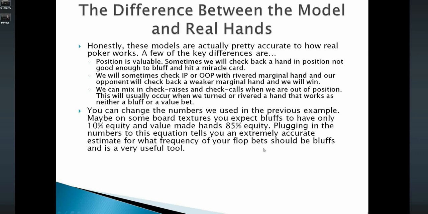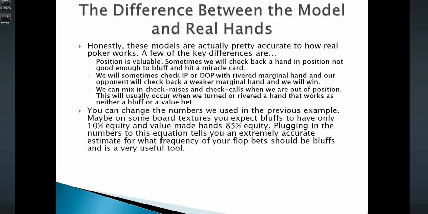You can change the numbers we used in the previous example. Maybe on some board textures you expect bluffs to have only 10% equity and value made hands 85% equity. Plugging in the numbers to this equation gives you an extremely accurate estimate for what frequency of your flop bets should be bluffs, and is a very useful tool.